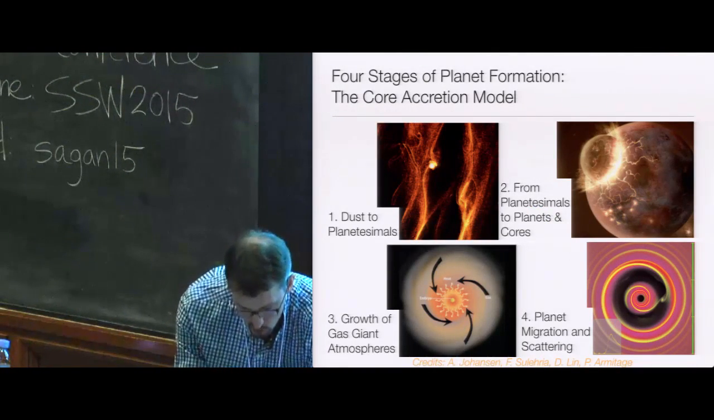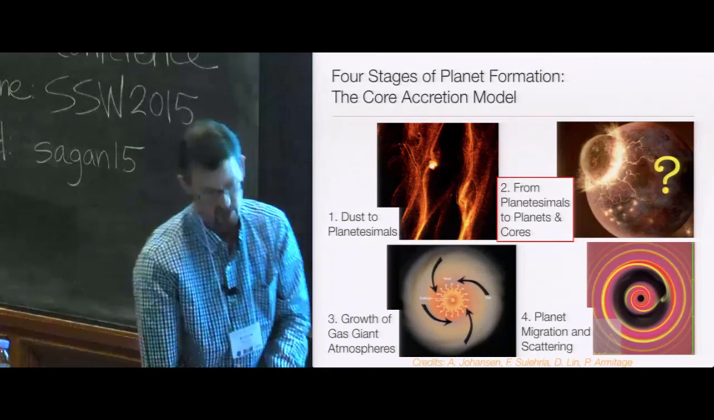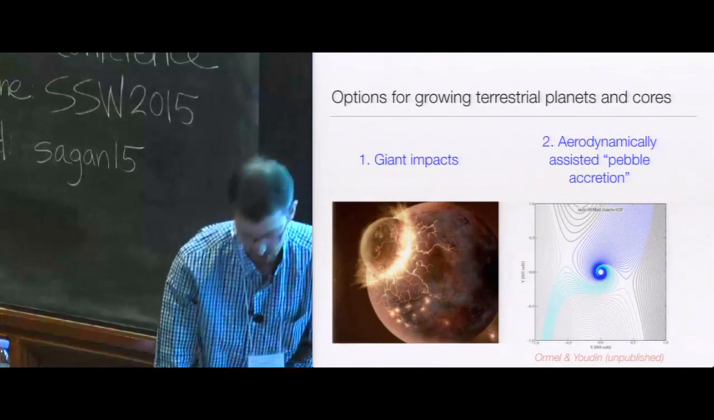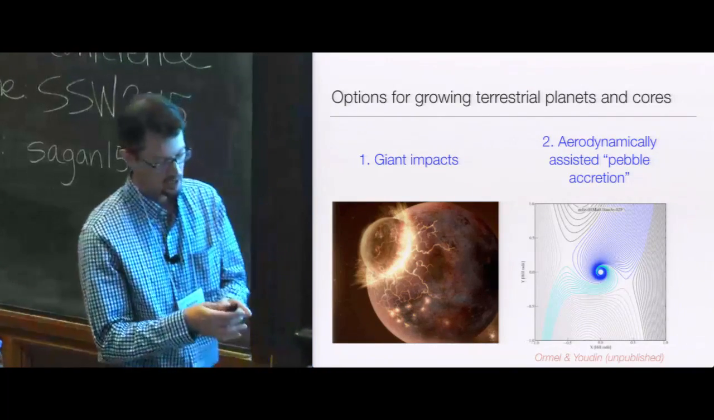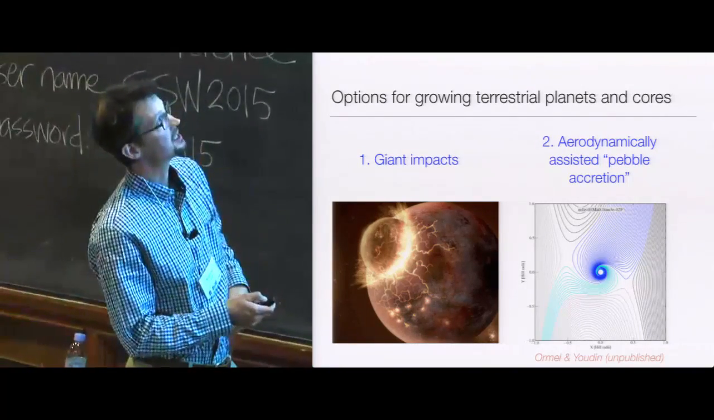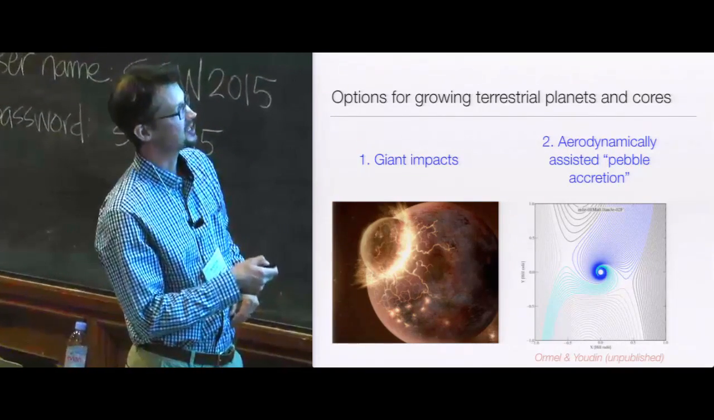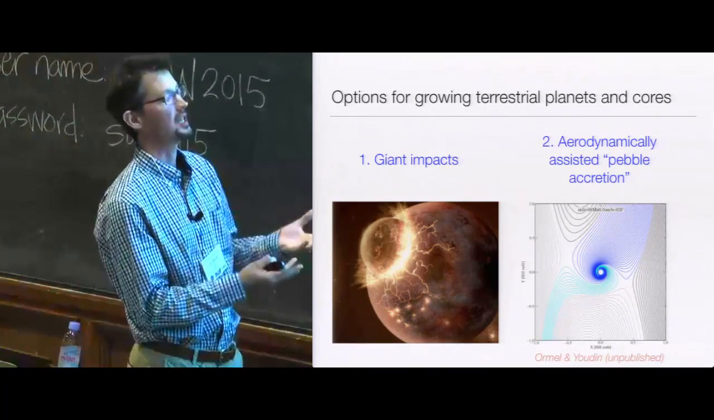So I promised a few words on the next step of planet formation, which is growing into cores. Is that 5 minutes gone by already? Okay, good. So the comment I want to make is that terrestrial planet and core formation is typically thought of as an era of giant impacts.